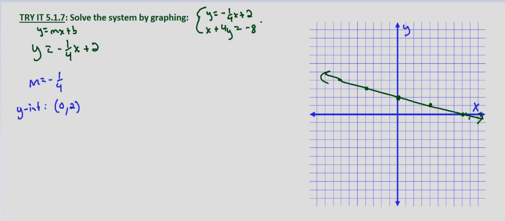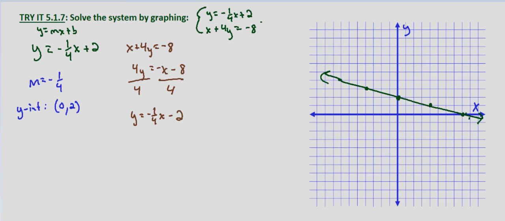Now our second equation, we are given x plus 4y equals negative 8. Again, you can use whatever method you want to graph this. I am going to solve for y to put it into slope-intercept form. So solving for y, we subtract x from both sides first, so 4y equals negative x minus 8. Divide both sides by 4, and we get y equals negative 1/4 x minus 2.